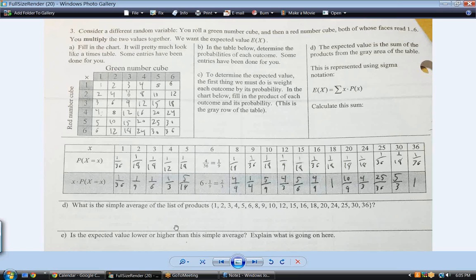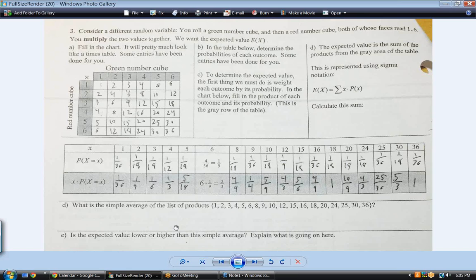The simple average of the list of products, we just add those up and divide by the number of them? Yes. Okay, well that's pretty straightforward. You can certainly do that. Is the expected value lower or higher than the simple average? Explain what's going on here.